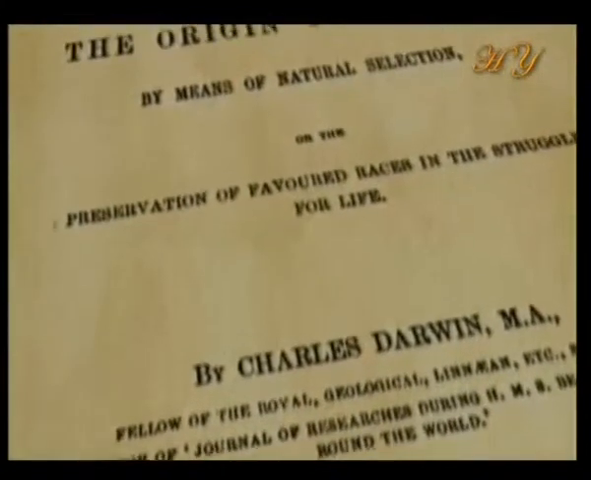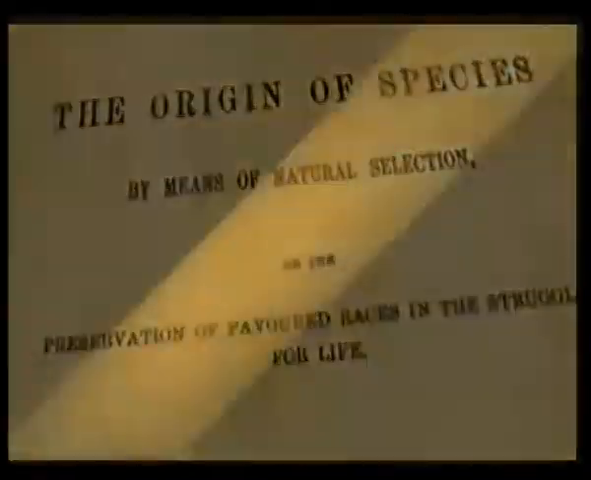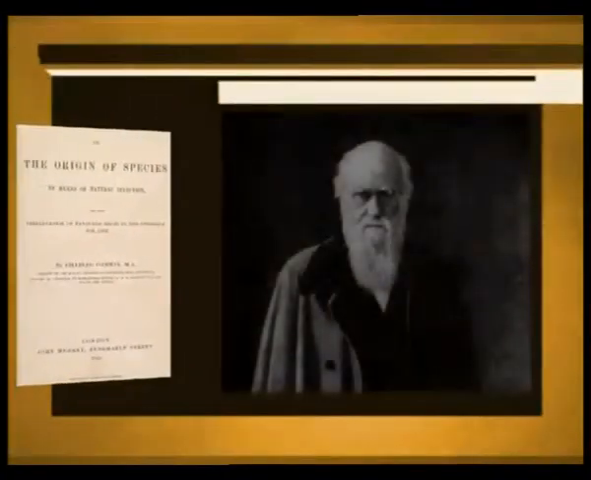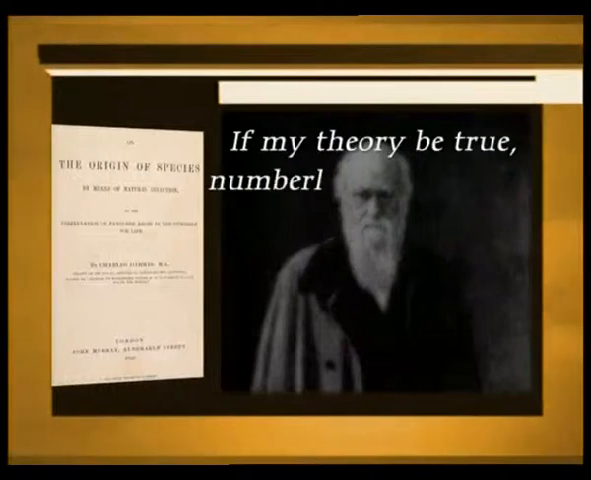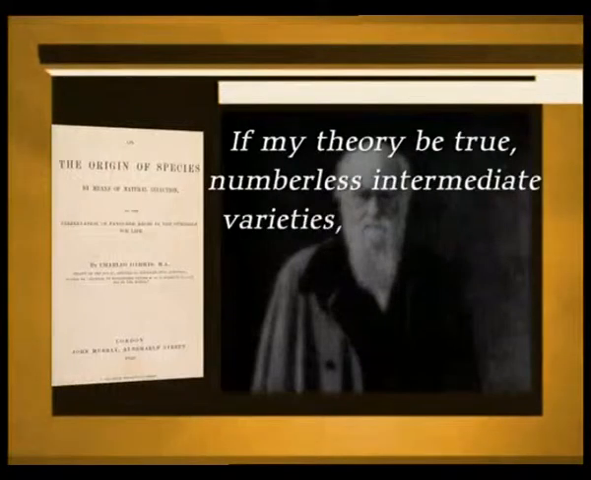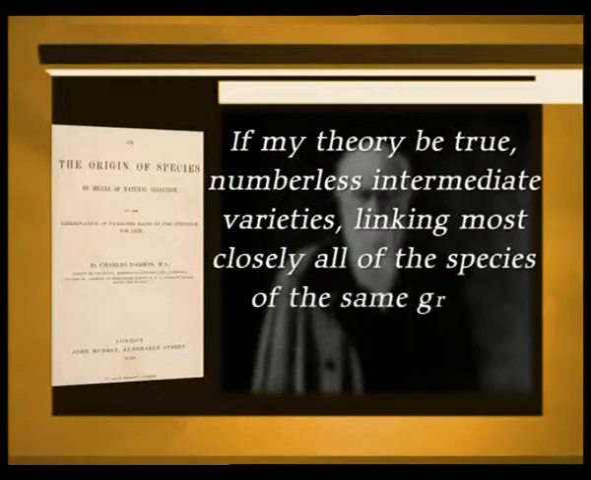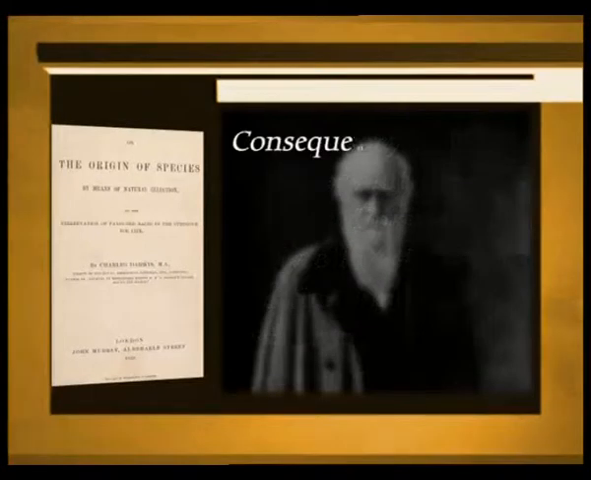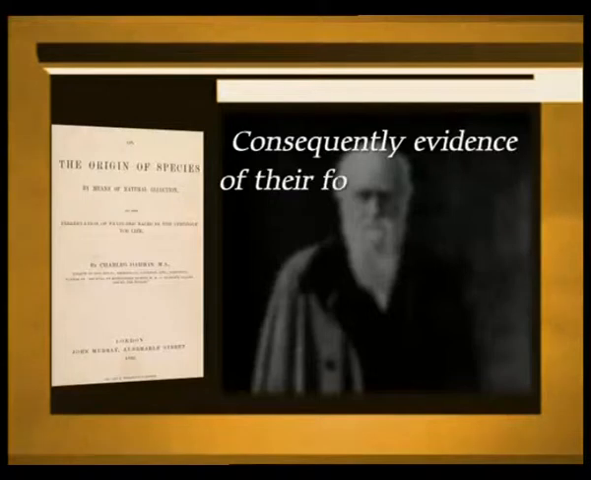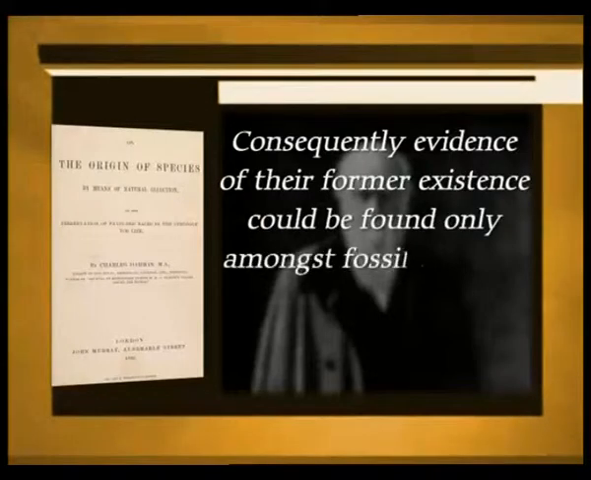Darwin, who was well aware of this fact, said in his book, The Origin of Species, "If my theory be true, numberless intermediate varieties linking most closely all of the species of the same group together must assuredly have existed. Consequently, evidence of their former existence could be found only amongst fossil remains."